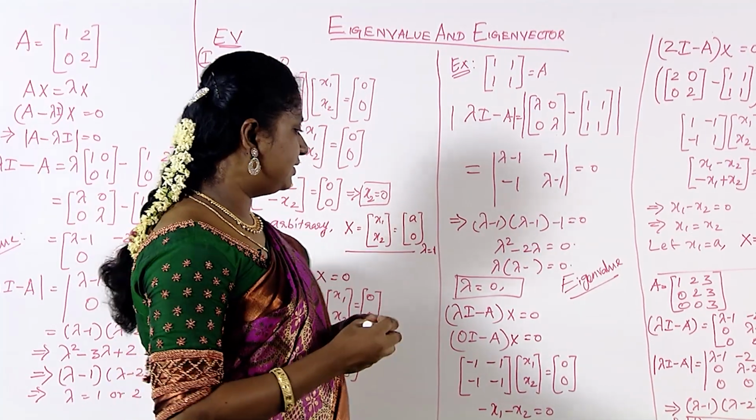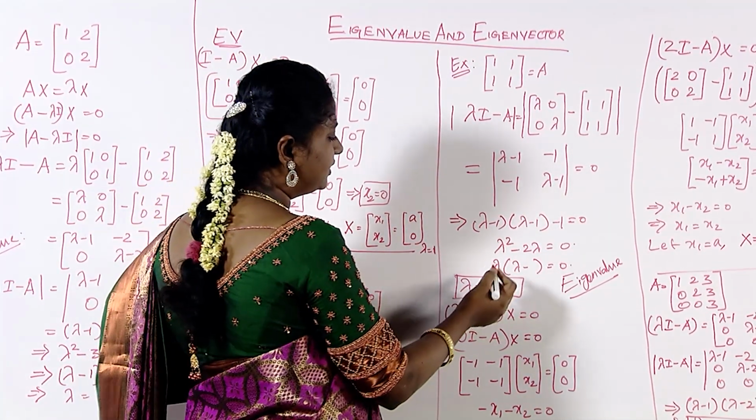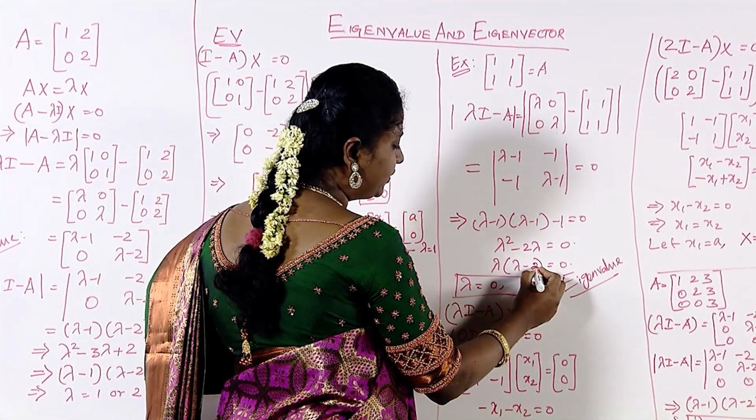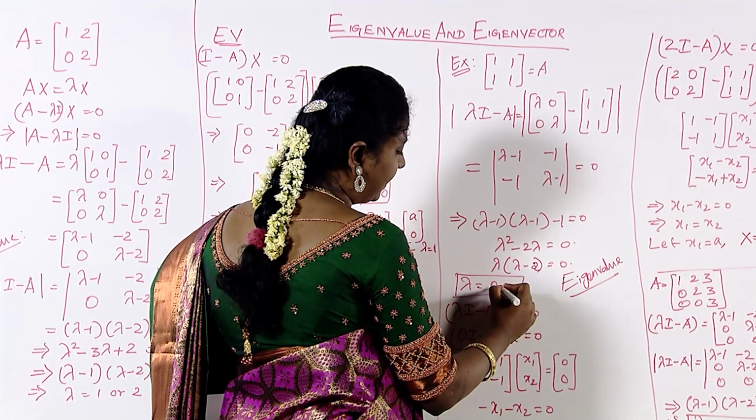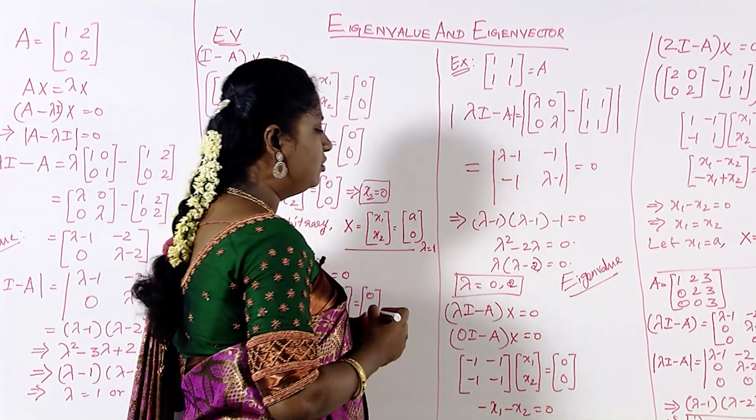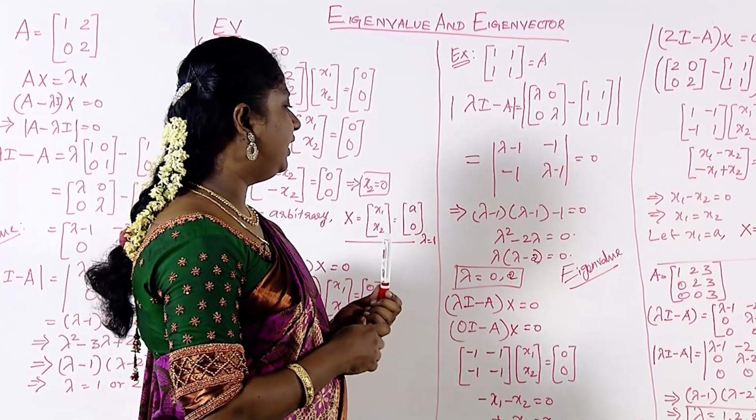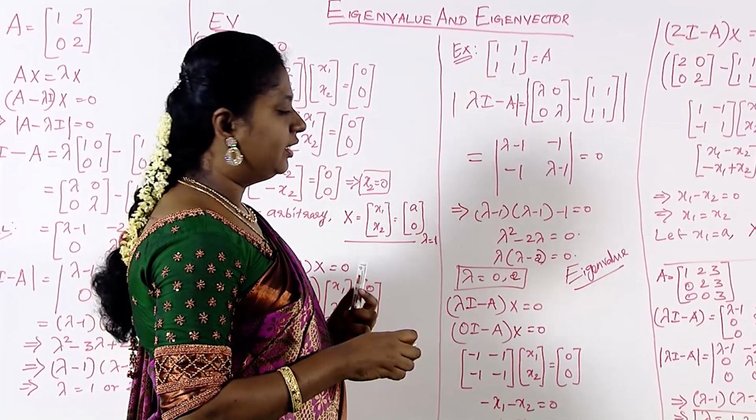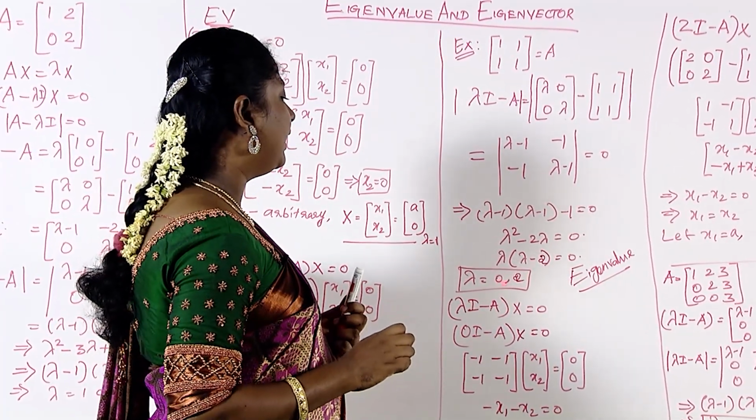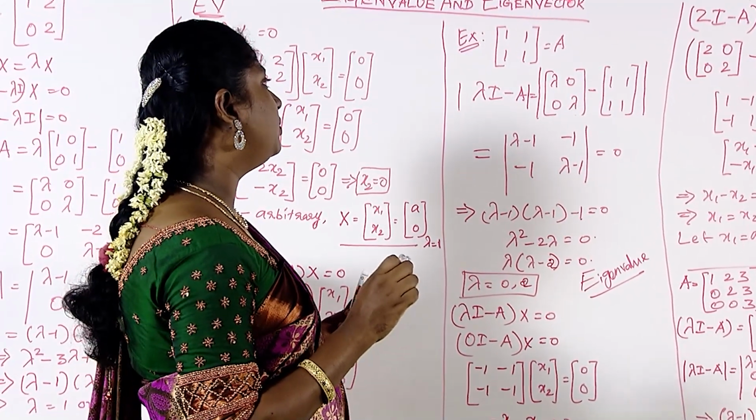So, here this is lambda square minus 2 lambda, this is lambda multiplied by lambda minus 2, not 1. Therefore, this is lambda equal to 0 and lambda equal to 2, the 2 roots of the characteristic equation. Therefore, these two are the eigenvalues of the corresponding matrix 1 1 1 1.